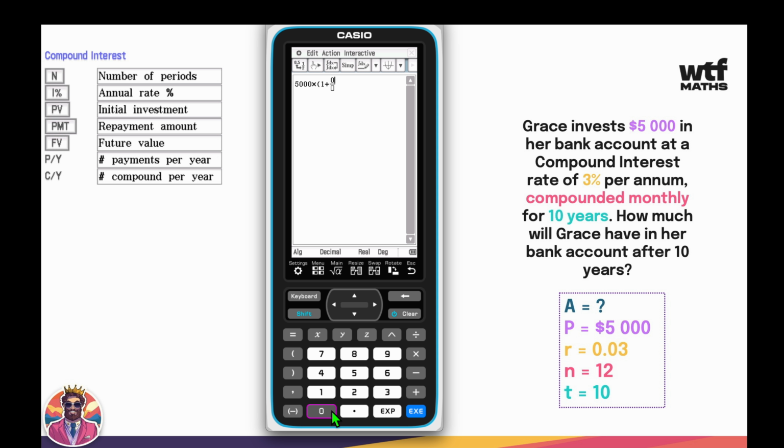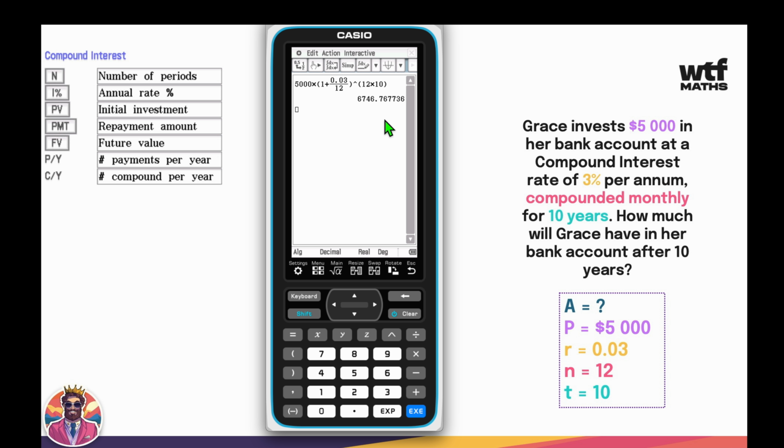I want to put in my rate, 0.03, at the bottom here. I want to put in the compounding, which was monthly, so 12. Make sure you move to the right, so you can just press the arrow key here to move right. Close bracket to the power of, open bracket, and it's going to be n times t. So it's going to be 12 times 10. If we type that all in, we'll get our answer of 6,746.77.